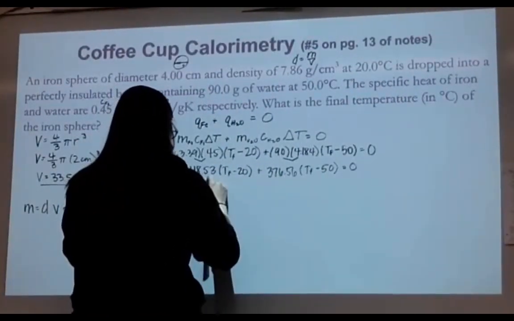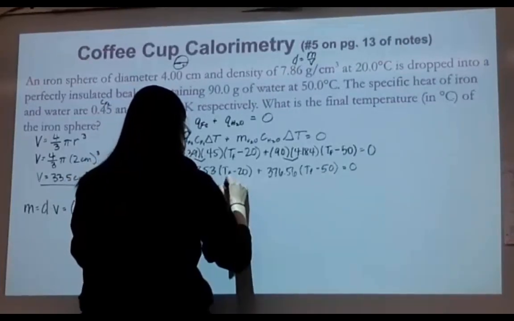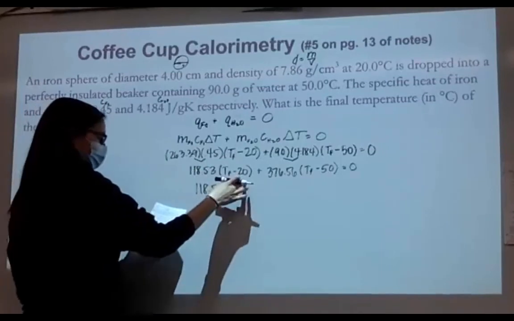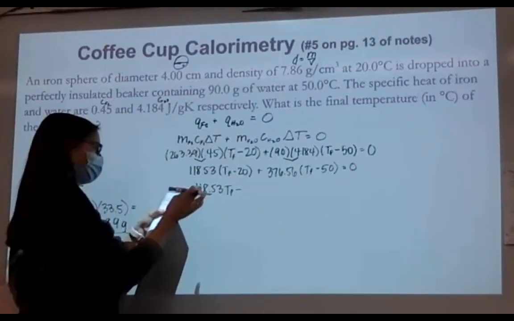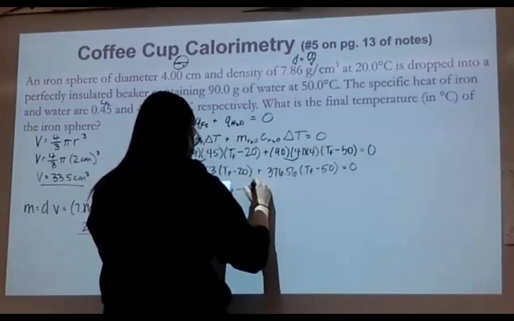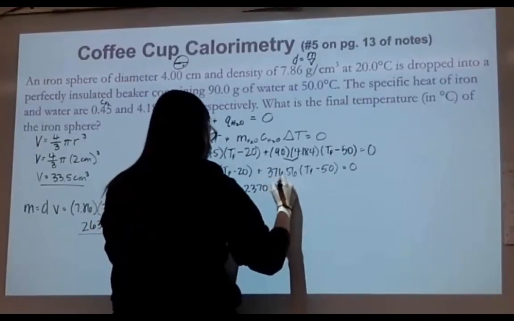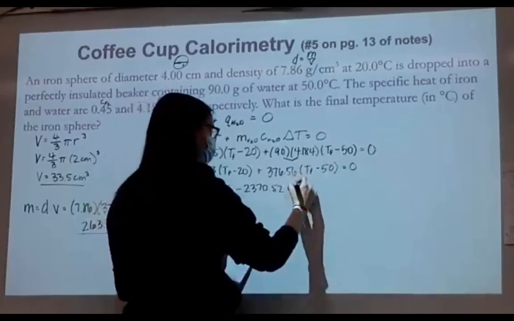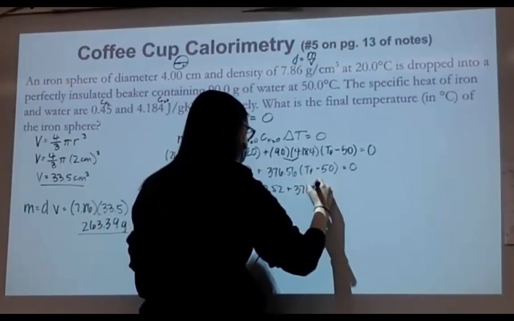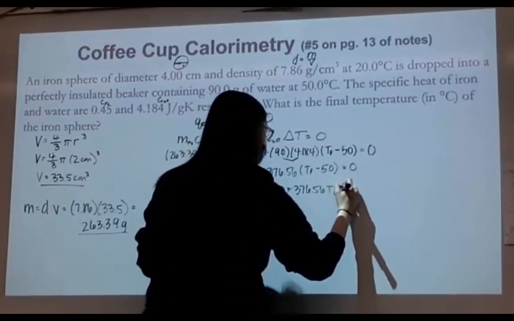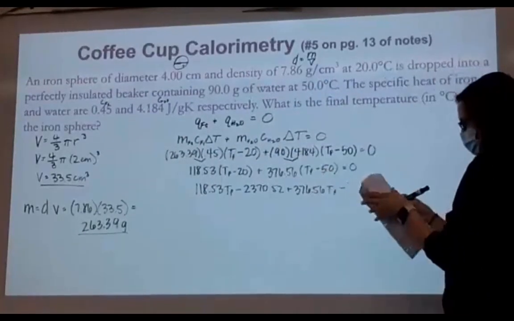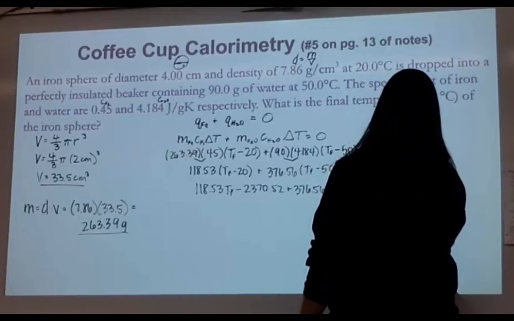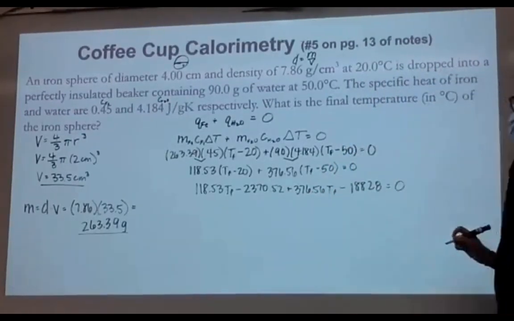So I get 118.53 times TF minus, I'll multiply 118.53 by 20, 2370.52, plus, I'll distribute the other terms, 376.56 times 50, 18828. That whole thing equals 0.